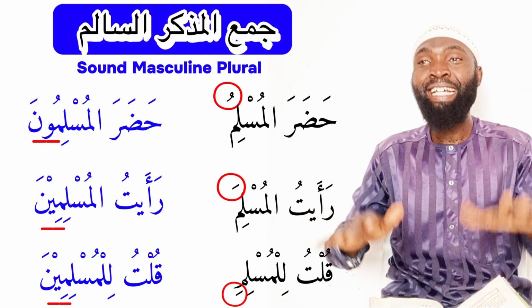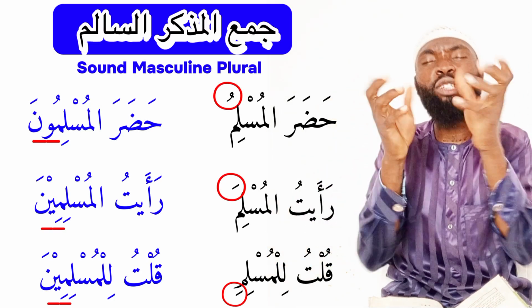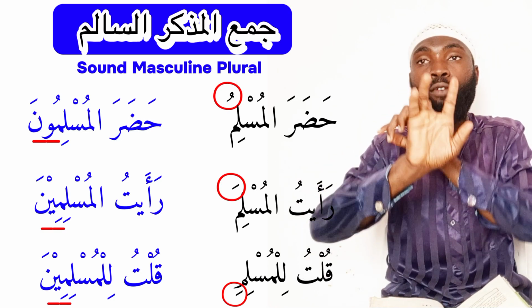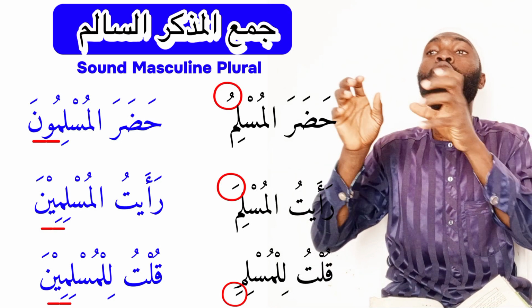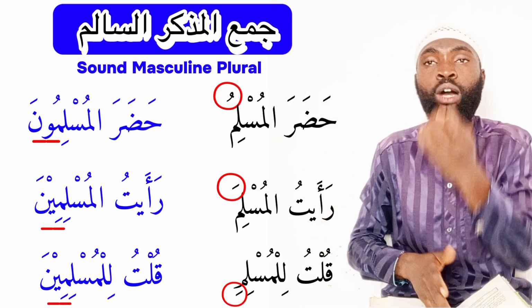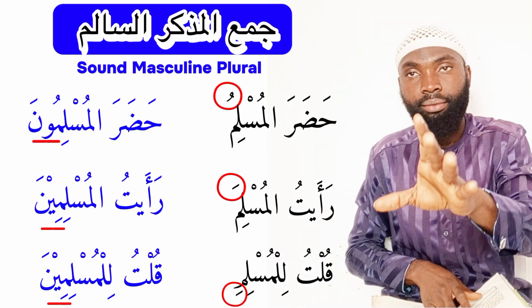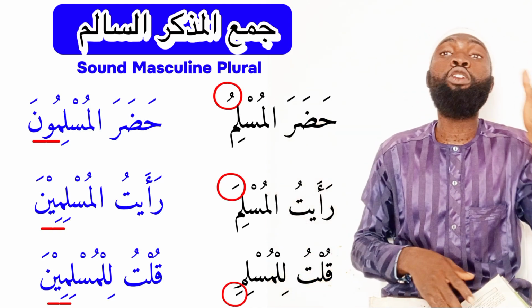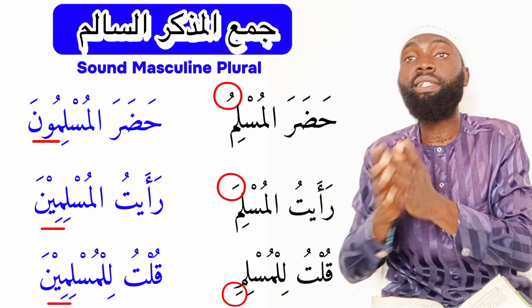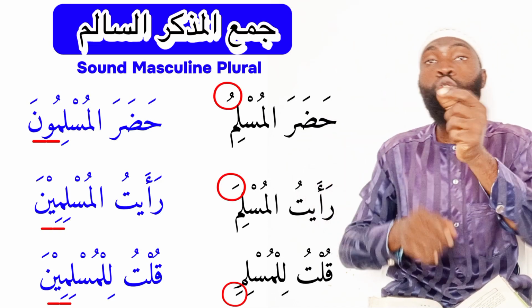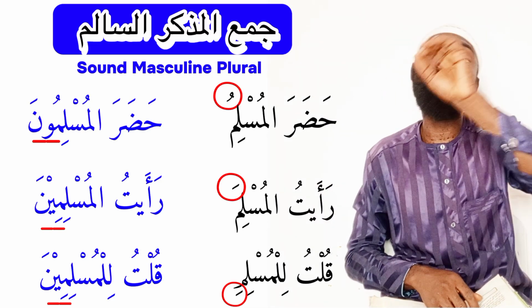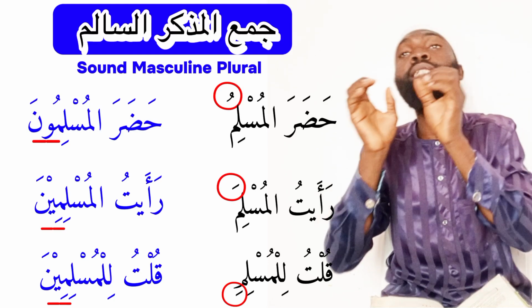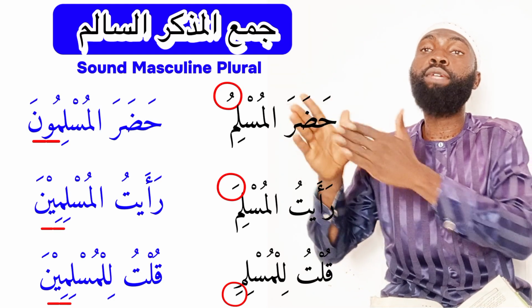So we can conclude from this little discussion that the plural form of the masculine words, which we call the Jam'ul Mudhakkar as-Salim, the sound masculine plural. Because we told you earlier that we have the broken masculine plural and the sound masculine plural. Any plural that is formed by simply adding wa and nun or ya and nun, as in the case of al-Muslimun and al-Muslimin, such plurals are called Jam'ul Mudhakkar as-Salim, sound masculine plural.